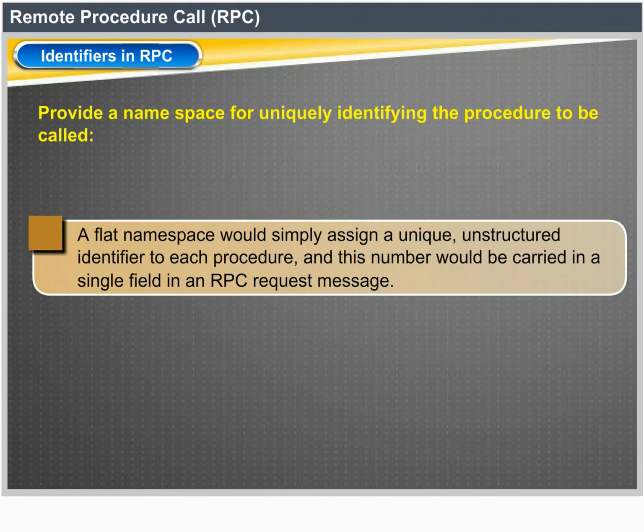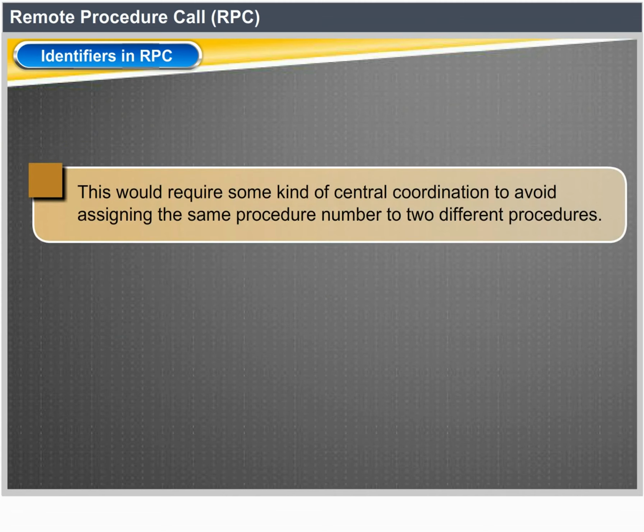Provide a namespace for uniquely identifying the procedure to be called. A flat namespace would simply assign a unique unstructured identifier to each procedure, and this number would be carried in a single field in an RPC request message. This would require some kind of central coordination to avoid assigning the same procedure number to two different procedures.